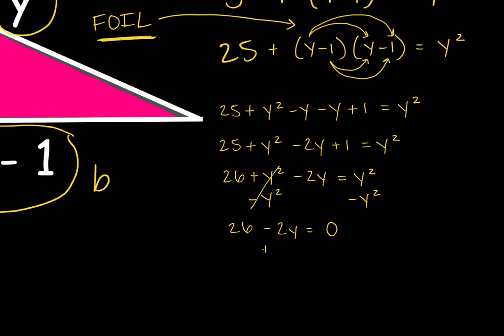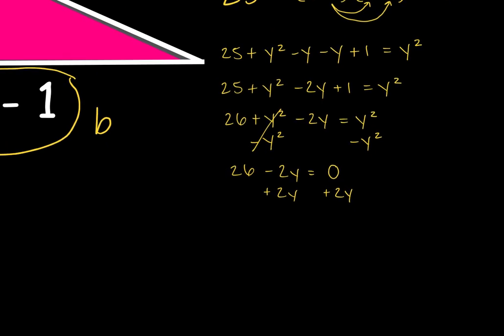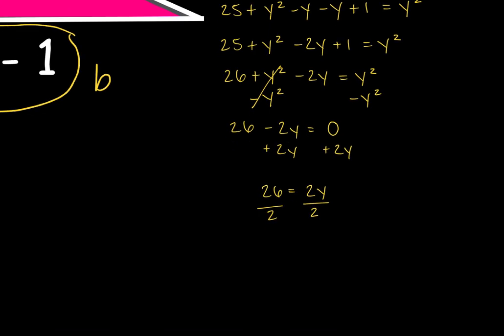Now we're just going to add 2y to both sides. We've got 26 equals 2y. How do we solve for y? Just divide by 2. 13 equals y.